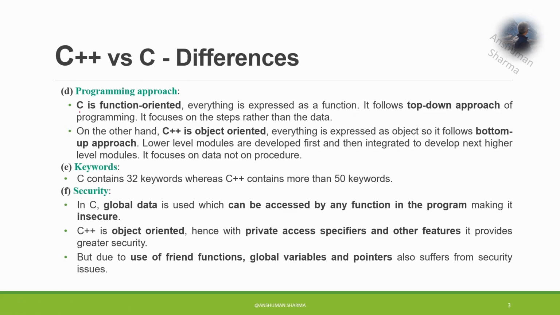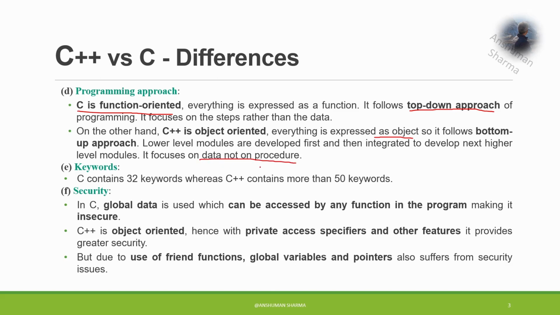As C focuses on creating functions, it is a function oriented approach, and hence it follows a top-down approach of programming where the focus is on steps rather than data. Whereas in C++ we have an object oriented approach, everything is expressed in terms of objects, and therefore it follows a bottom-up approach. In this, first we design the lower level modules and then we integrate them as we move to the next level up, and thus it focuses more on data rather than procedure. So this is a key fundamental feature.